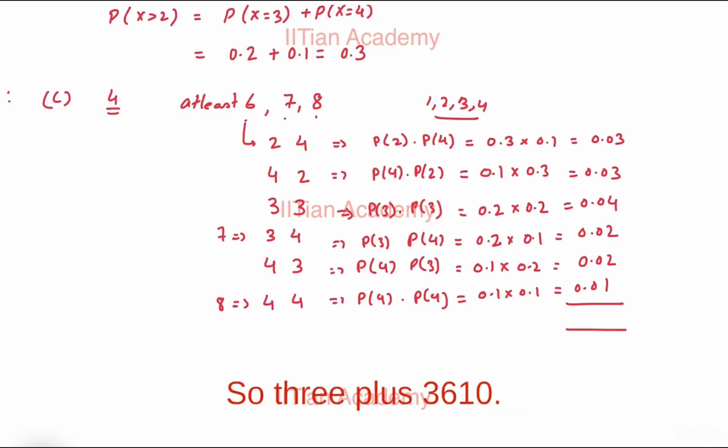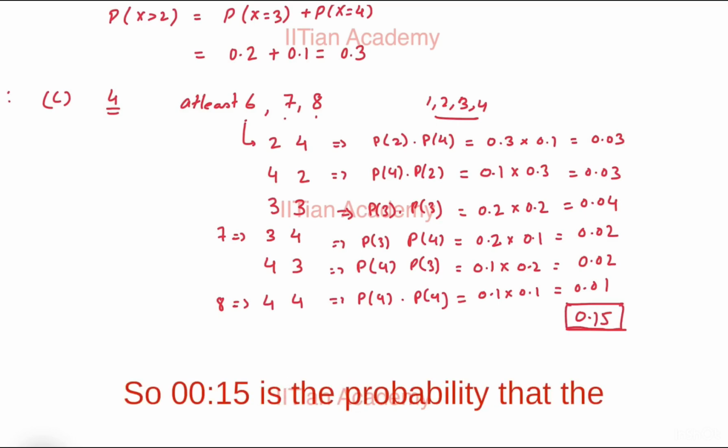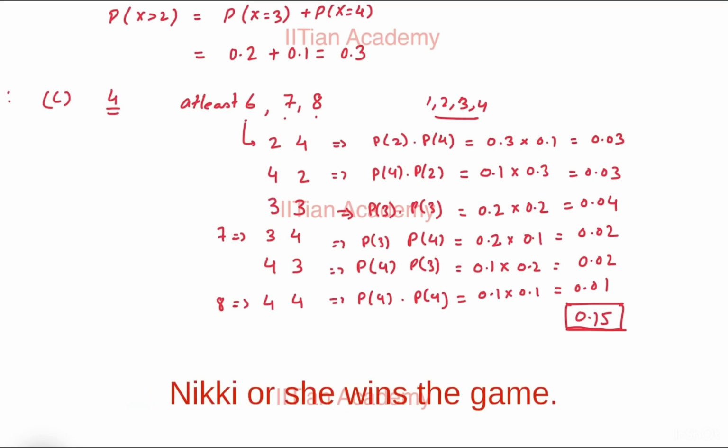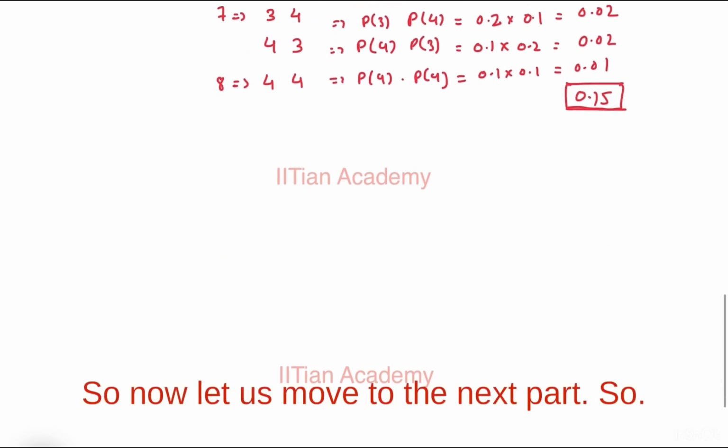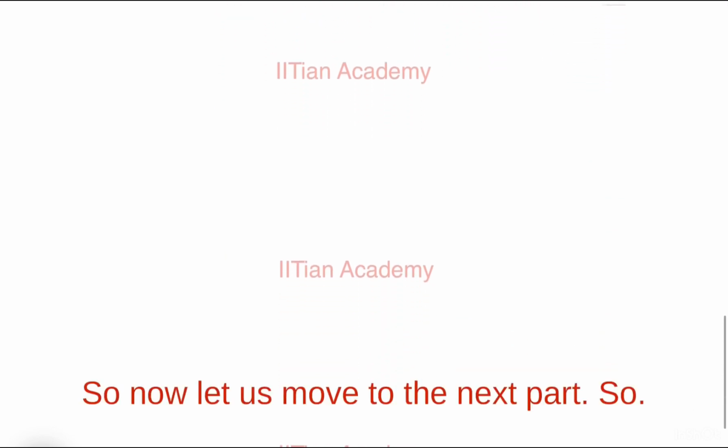So 3 plus 3, 6, plus 4 gives 10. So this is 0.15. So 0.15 is the probability that Nikki or she wins the game. So now let us move on to the next part.